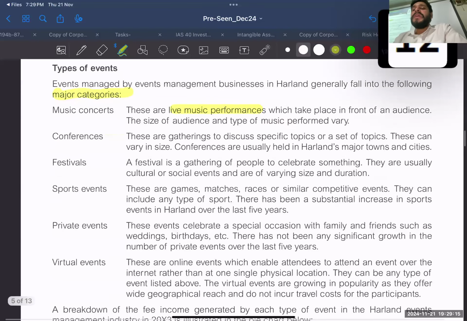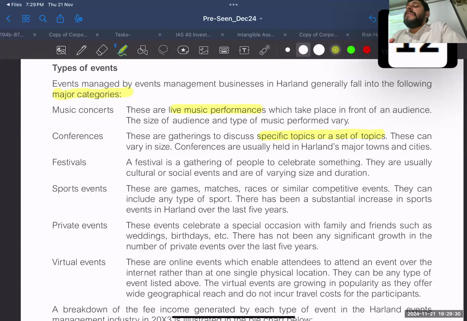Now, conferences. These are gatherings to discuss specific topics or set topics. For example, IFRS related conferences, or leadership related conferences that are normally organized by the client. These can vary in size. Conferences are usually held in Harlem's major towns and cities. Okay, this is because the majority of the big offices must be in the major towns and cities and not in the rural areas.